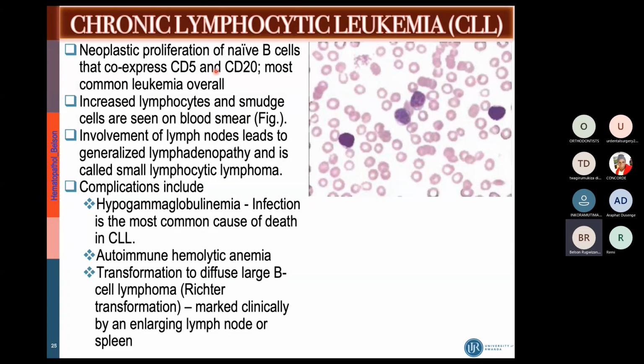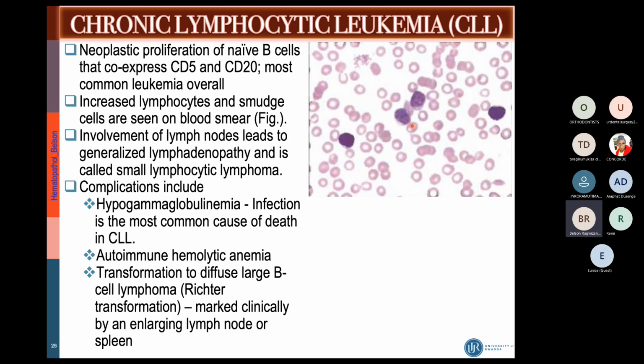So there will be proliferation of naive B cells that co-express CD5 and CD20, and this is the most common in leukemia overall. So it's the most common, and it is seen mainly in adults. So there will be an increase in lymphocytes, and the smudge cells are seen on the blood smear. So smudge cells, crushed. Involvement of lymph nodes leads to generalized lymphadenopathy and is called small lymphocytic lymphoma.